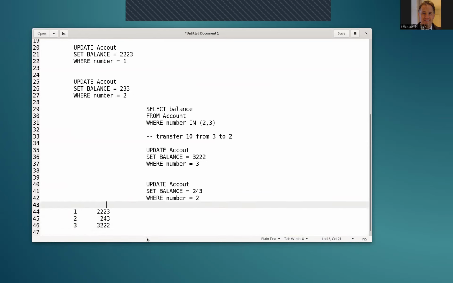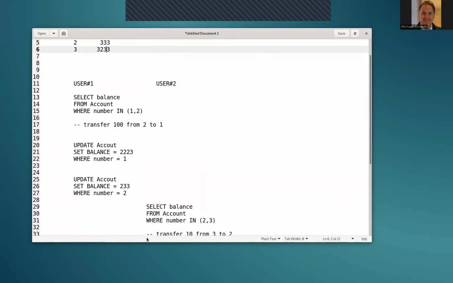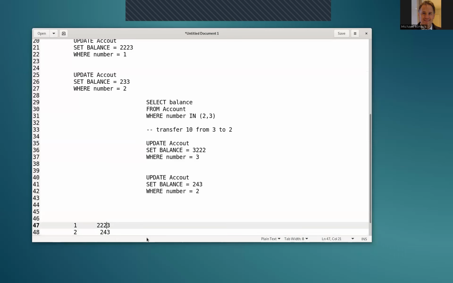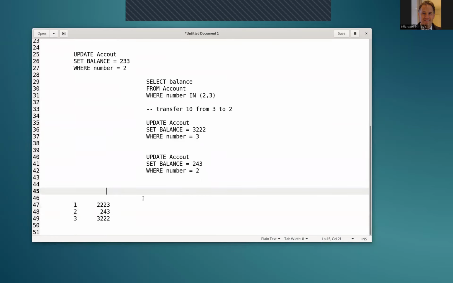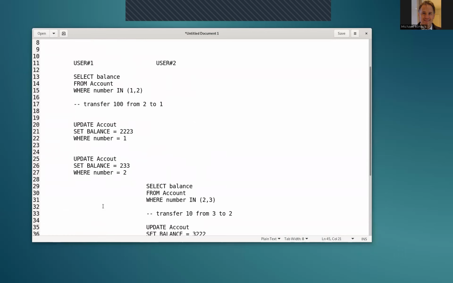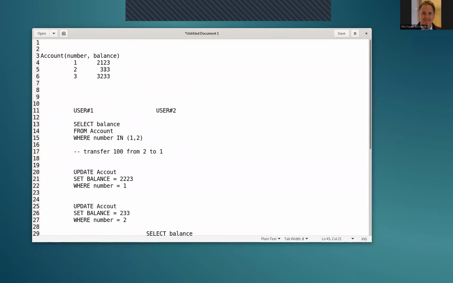I hope that you guys all see that. So we ran 2 transactions. We had user 1 and user 2. They all did this. Now the question is: does this make any sense? If you sum the total amount of money in this database state here, and then you sum the total amount of money in this database state here, they should be equal. There should not have been any lost money running these 2 transactions.